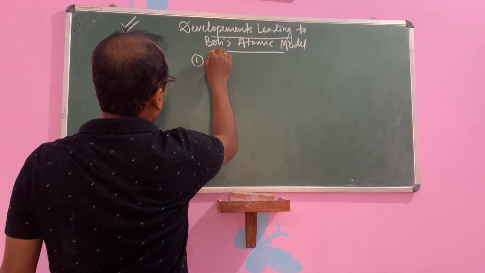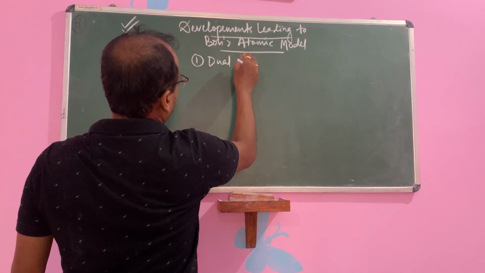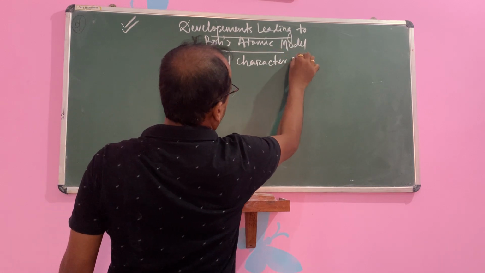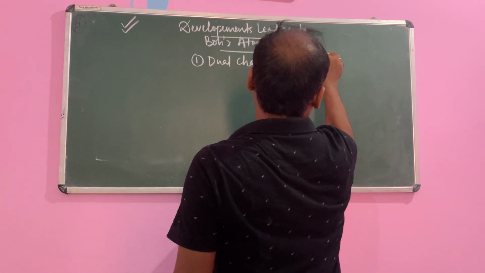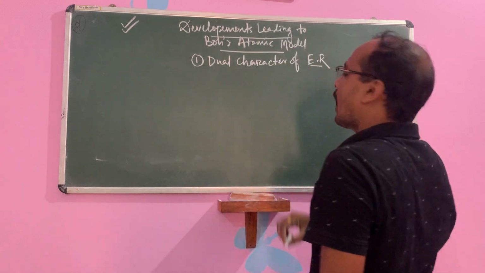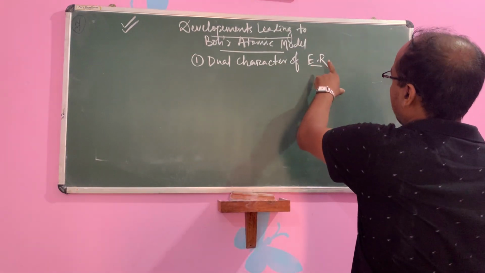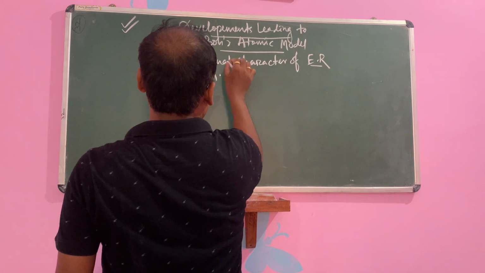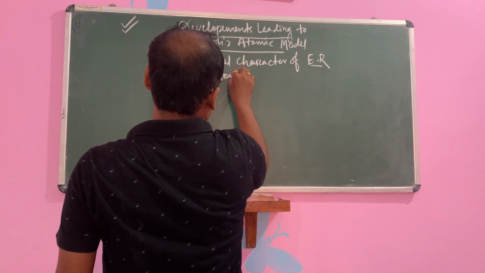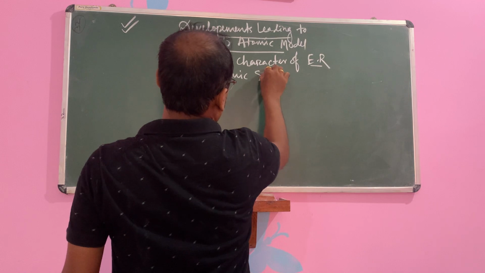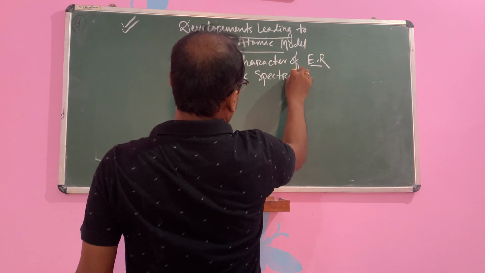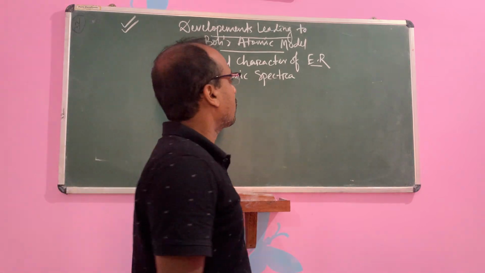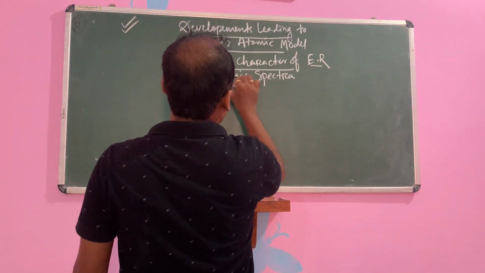These are, first, the dual character of electromagnetic radiation, ER, and second, atomic spectra. Spectra is the plural, spectrum is the singular. So we will discuss one after another.